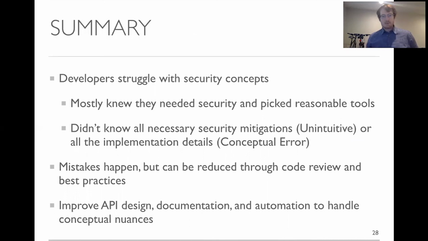So in summary, we know that developers struggle with security concepts. We know that mistakes happen. They can be reduced through code review and best practices, and we provide some recommendations for how to avoid some of these problems.